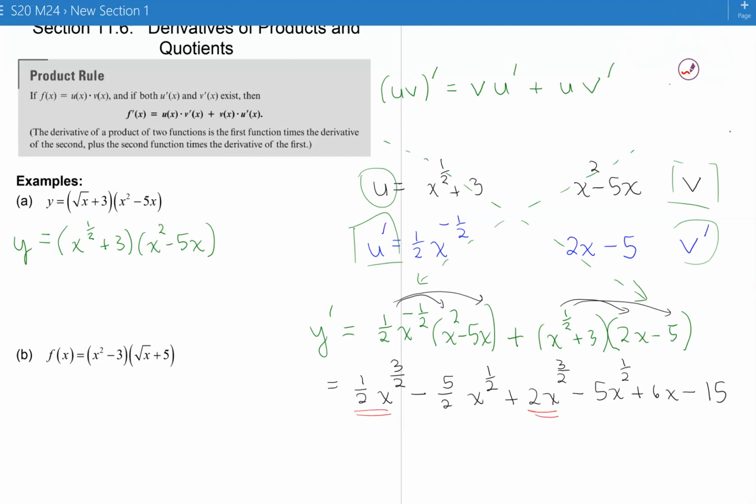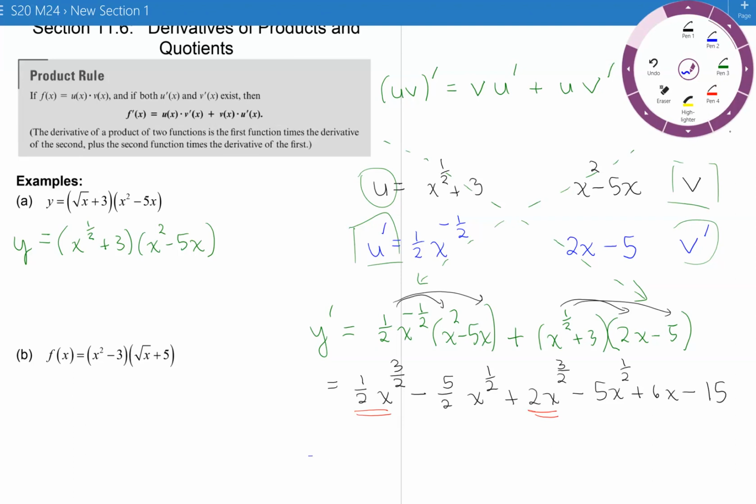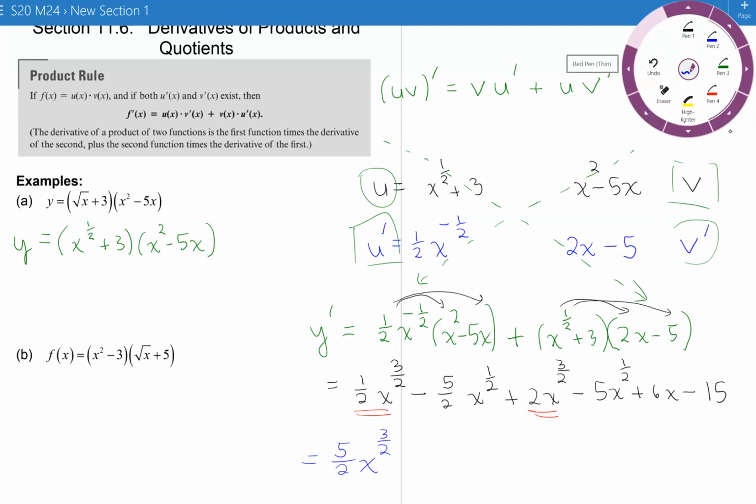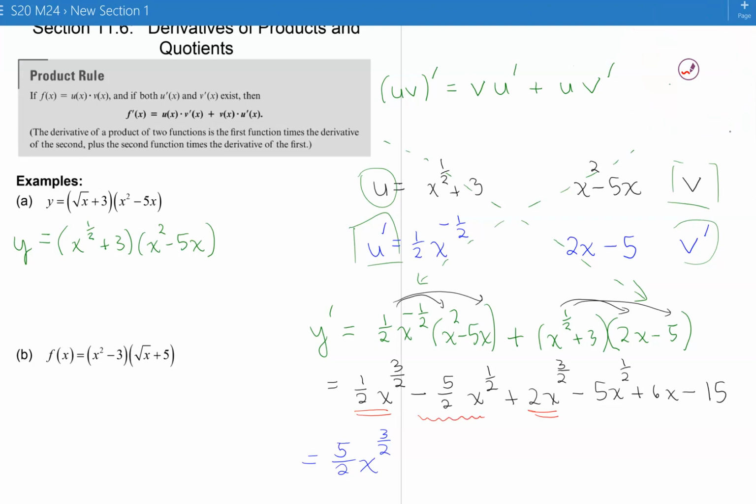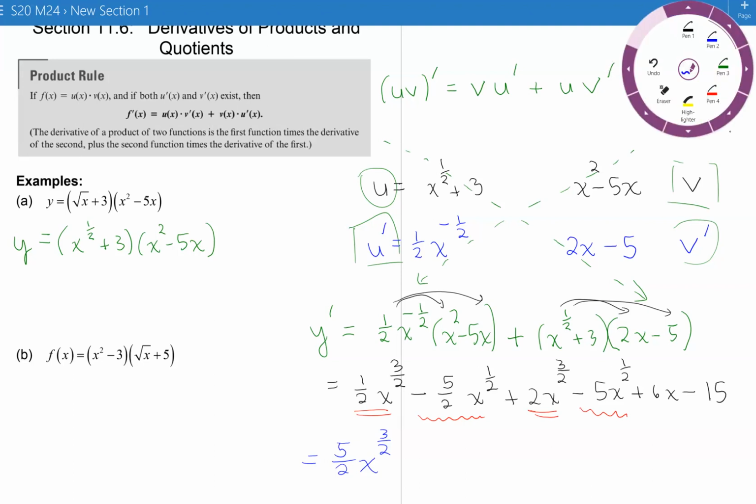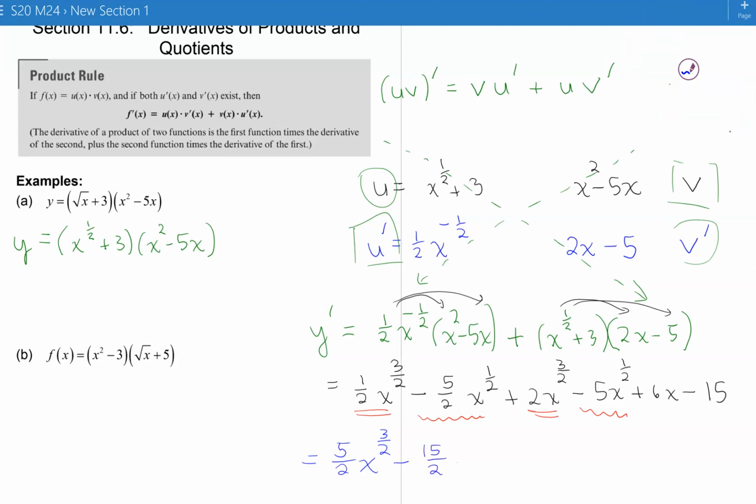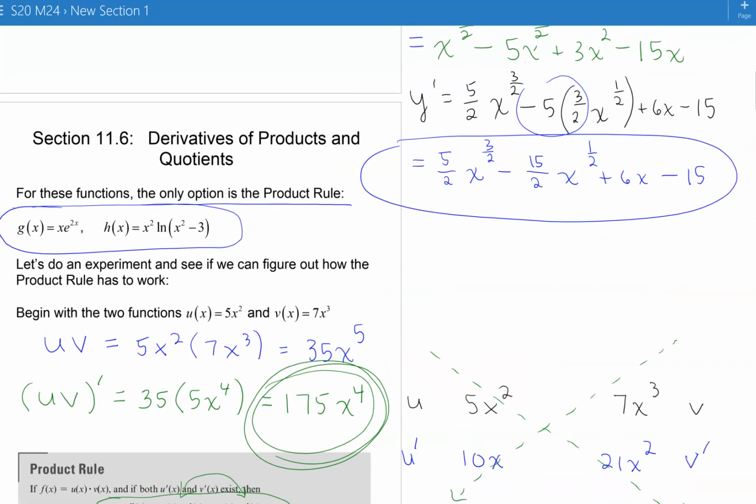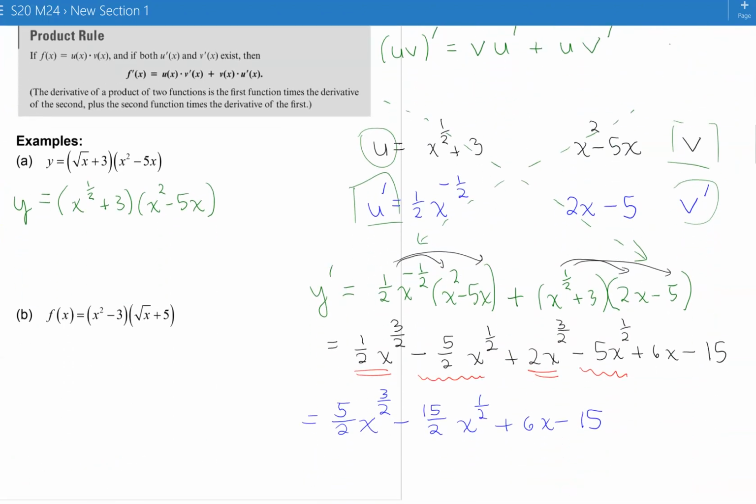Here's some x to the 3/2 and some more x to the 3/2. So that's going to be 5/2 x to the 3/2. And then I have negative 5/2 x to the 1/2 and minus 5x to the 1/2. So combine the coefficients and don't change the exponent part. So this is going to be minus 15/2 x to the 1/2 and then plus 6x minus 15. And let's go back and look at what we did earlier, and it's exactly the same. So whether you multiply first and then do your derivative, or use the product rule, you're going to get the same result.